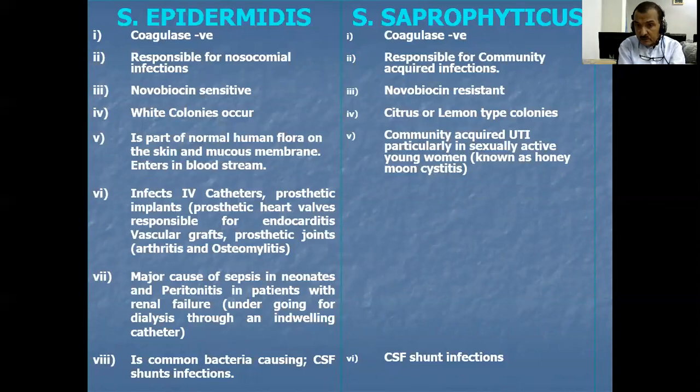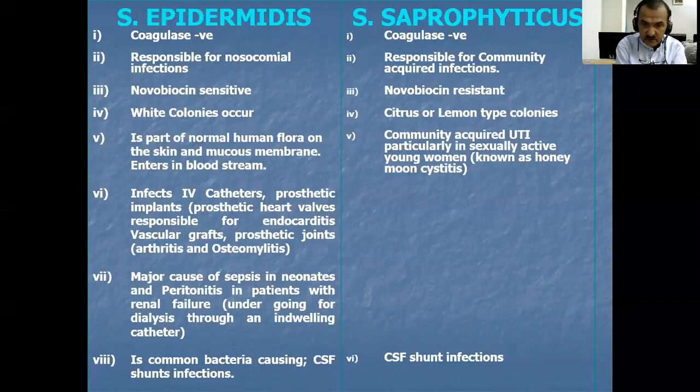Saprophyticus causes community-acquired UTI, particularly in sexually active young women, known as honeymoon cystitis. Staphylococcus epidermidis infects IV catheters, prosthetic implants, prosthetic heart valves, responsible for endocarditis, vascular grafts, prosthetic joint arthritis, and is a major cause of sepsis in neonates, peritonitis, and in patients with renal failure, surgery, dialysis, and indwelling catheters.